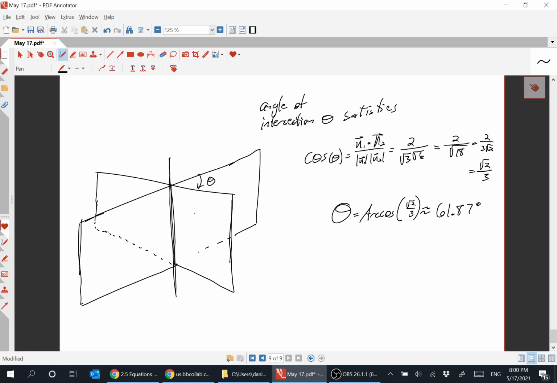Because that's the angle between their normal vectors, except with the normal vectors the angles are rotated. I'm not going to try to draw it, but the angle between the planes is going to be the same as the angle between their normal vectors, just rotated 90 degrees. Okay, so 61.87 degrees.